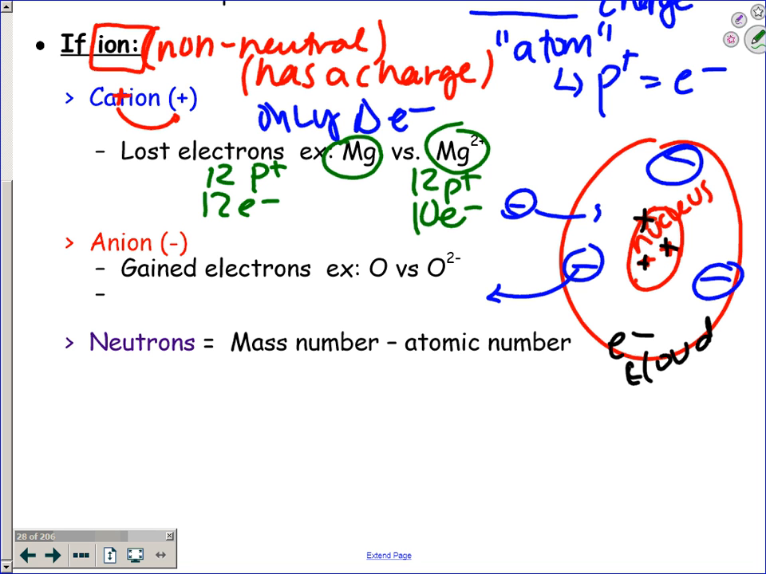Okay. So Anna, describe protons and electrons for these 2 here. Write it on your paper someplace.